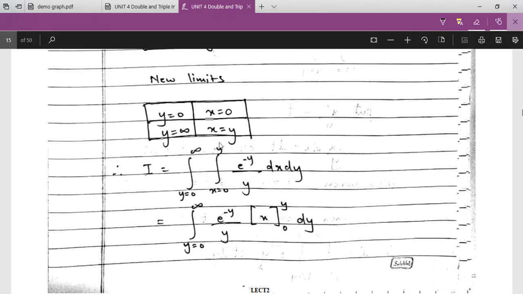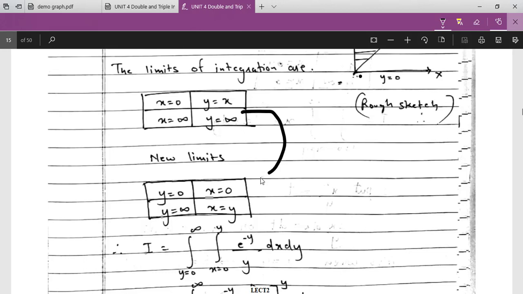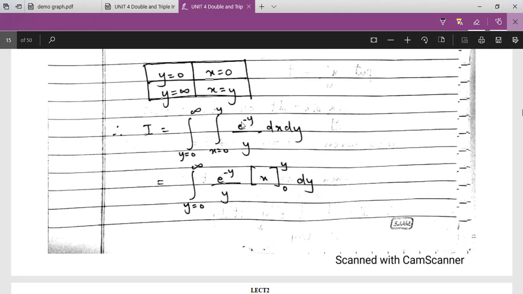Now here, therefore the given integral, that is we have changed the order. Right? So the given new limits will be of the form x equal to 0 to y, y is equal to 0 to infinity, and this given function. Since it is x equal to 0, I will evaluate this integral first, right? So integration of e raised to y with respect to x is 1, so x over 0 to y dy, right?